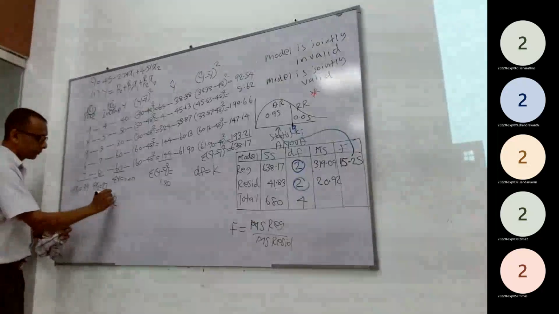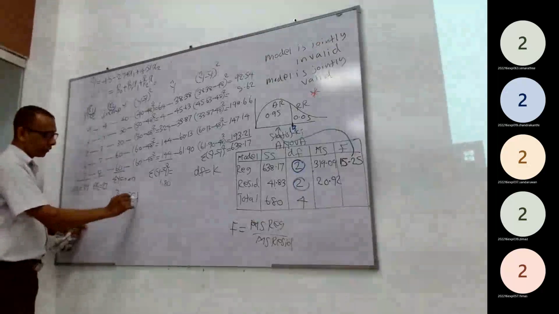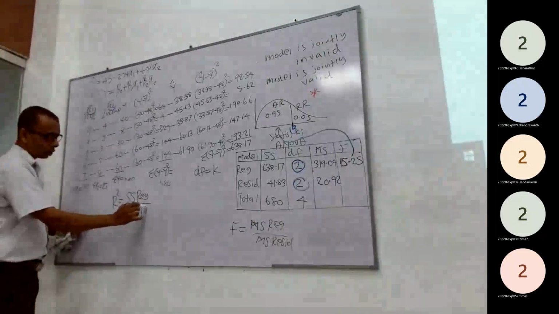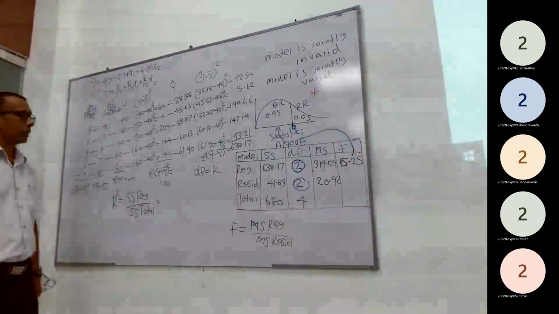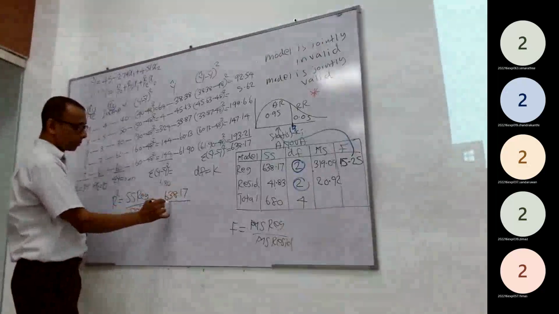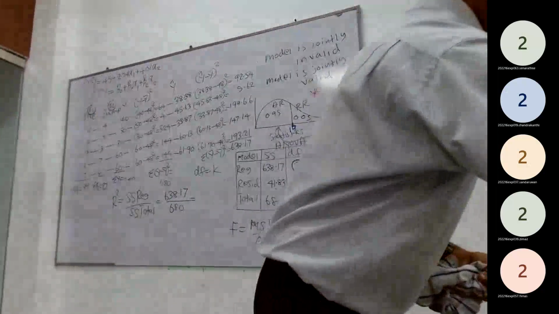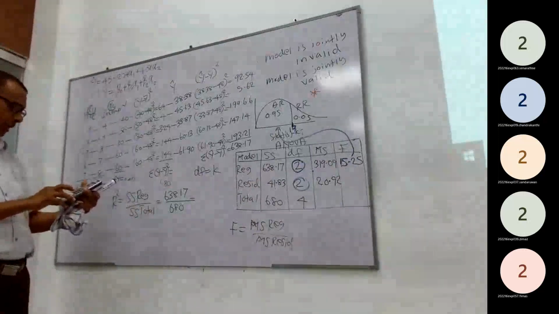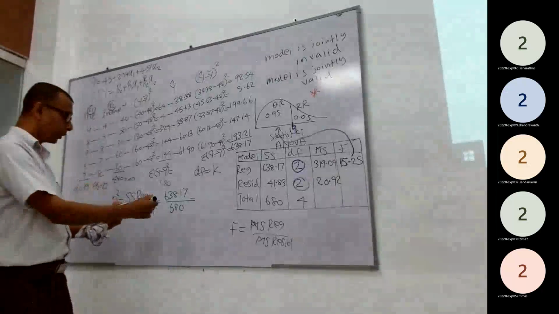R squared. Sum of square of regression divided by sum of square of total, isn't it? 638.17 divided by 680, which is 0.938.